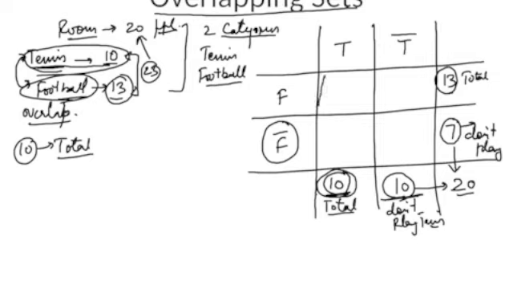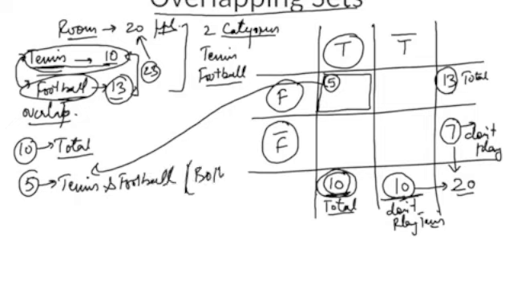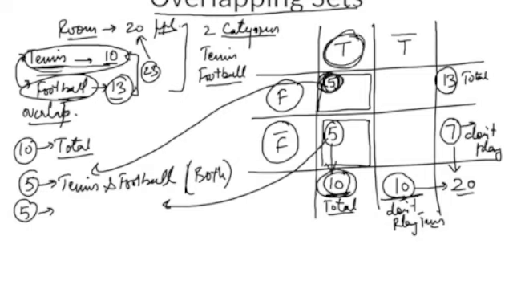Now, if I have a number here, let's say 5, what would this 5 mean? This 5 means they play tennis and they play football also. So that means they play both. If I decide this number, then 5 plus 5 will add up to this number. So once I decide this number, this also gets decided. So this 5 would mean they play tennis but not football.